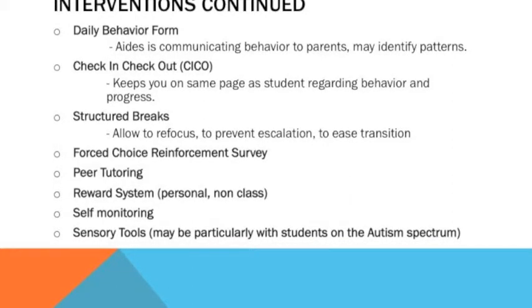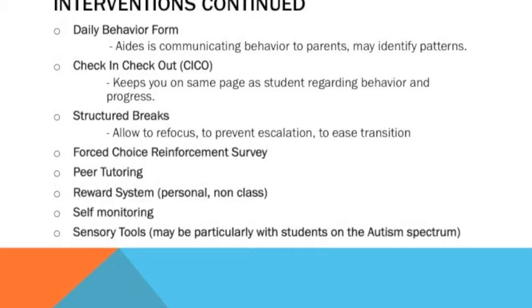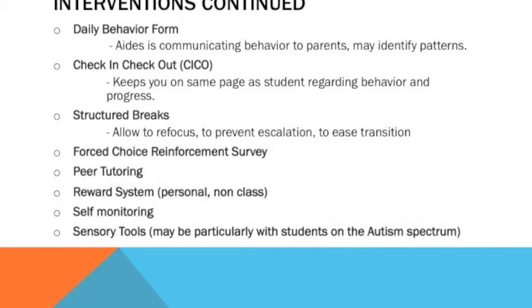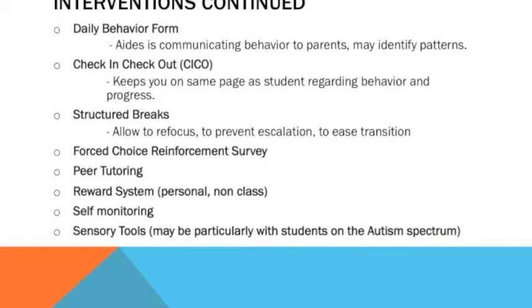Structured breaks for students that become easily frustrated. This is a good way to allow them to refocus or de-escalate, or even possibly to ease or set up a transition between classes or activities. Forced choice reinforcement survey, peer tutoring, reward systems, self-monitoring, sensory tools. All of these are additional tools that we could utilize as Tier 2 interventions.